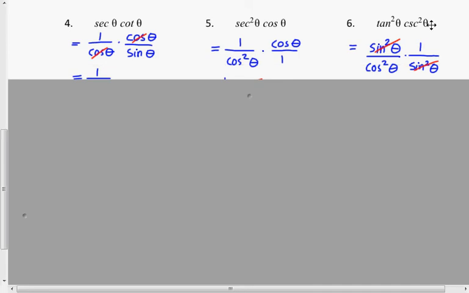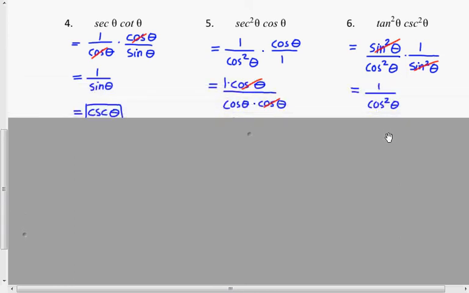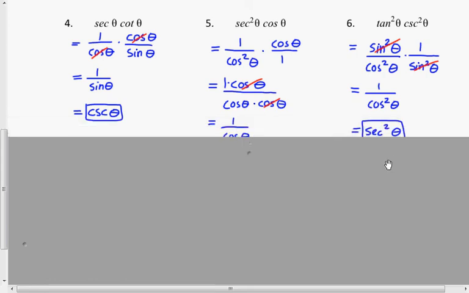And since the cosecant is equal to 1 over the sine, the cosecant squared can be replaced with 1 over the sine squared. My sine squareds cancel and leave me with 1 over the cosine squared. And since 1 over the cosine is equal to the secant, that's that reciprocal identity, 1 over the cosine squared is equal to the secant squared.